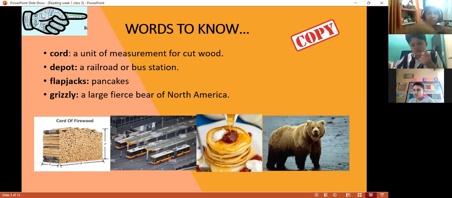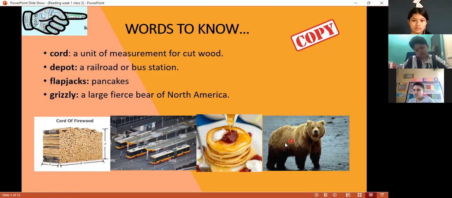Okay, don't forget these 4 words, class. Remember, number 1, core. It's used when we're talking about wood. So a core looks like this, a lot of wood together that is divided in this part. It might be one core of wood. Then if they want to have another bunch of wood, they're going to have another core of wood, and they classify this. Now depot, it's a station. It can be for buses or for trains. It's like a railroad. Flapjacks, it's like pancakes, and grizzly is a large bird of North America. It's like a bird, brown.